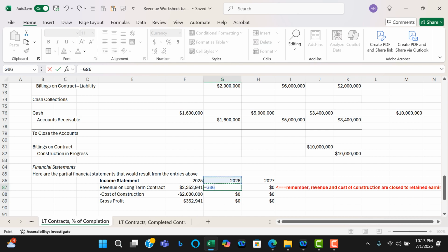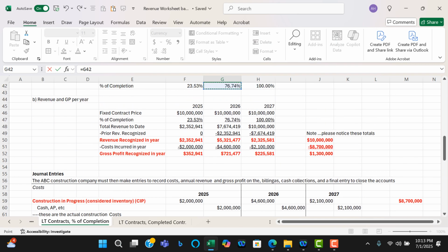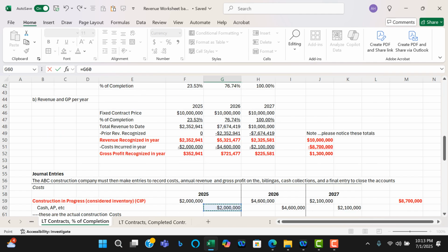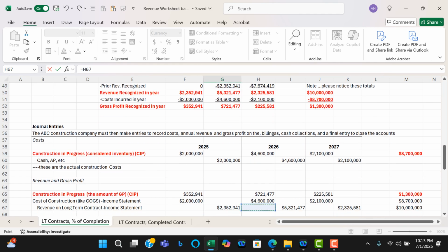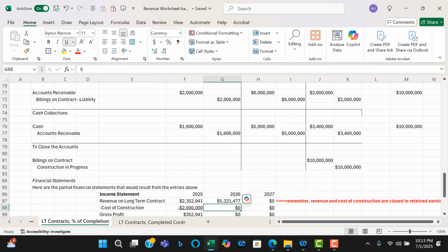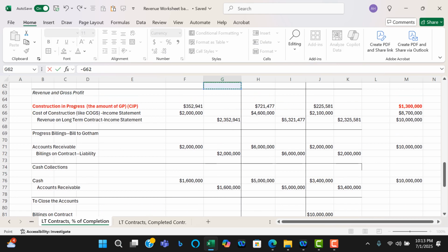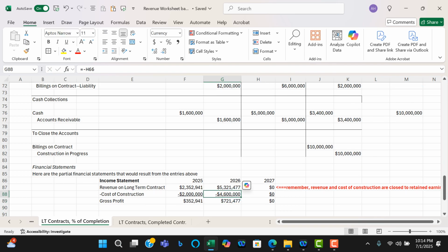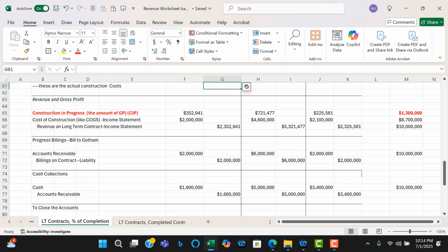Same thing for 2026. For 2026, we're going to have revenue on long-term contract of 5,321, and then we're going to take out minus cost of construction right here, 4.6. So that'll give us our gross profit that we recognize of 721,477 that year. There it is.